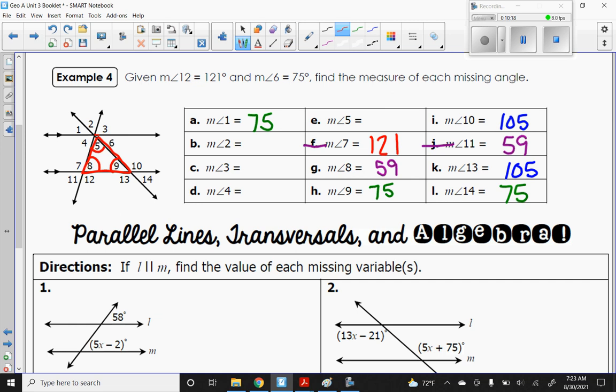8 is 59, 9 is 75, and if I add those up and take it from 180, I will have angle 5. So subtract 59 on my calculator and subtract 75. Angle 5 is 46 because the inside of that triangle adds up to 180. Now, look at angle 2 and angle 5. They are vertical, so they are congruent. That's 46.